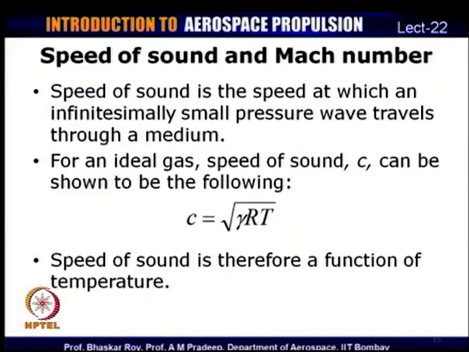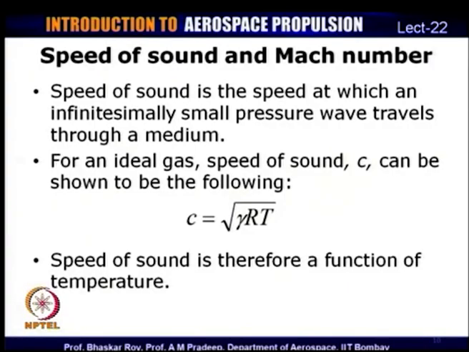Now, if you assume an ideal gas, speed of sound, which is usually denoted by the symbol c, can be shown to be equal to c = square root of gamma R T, where gamma is the ratio of specific heats, R is the gas constant for the medium, and T is the temperature, static temperature.